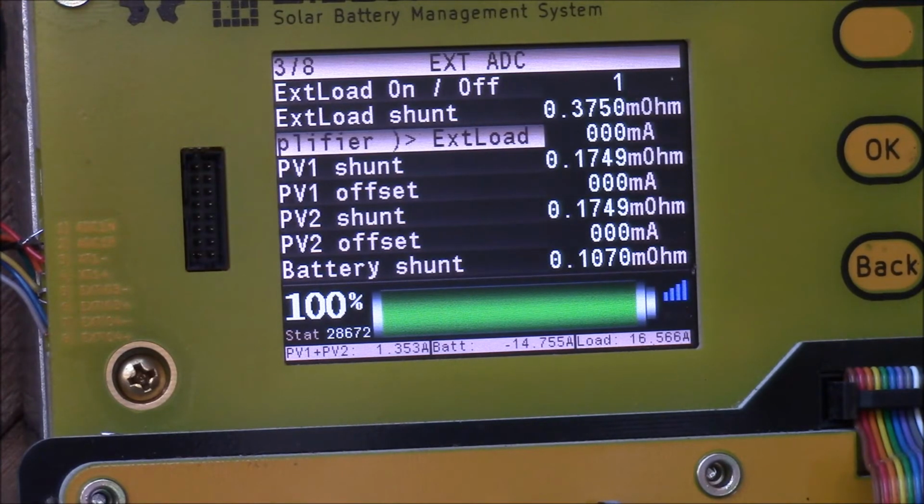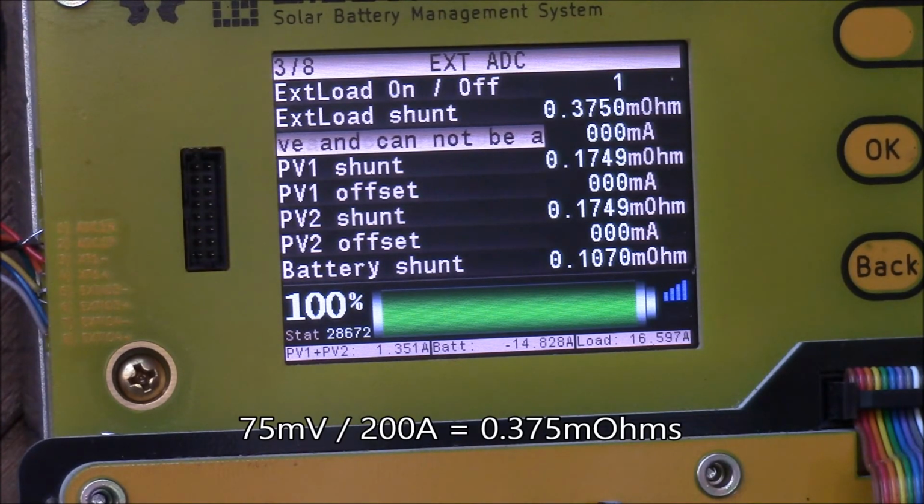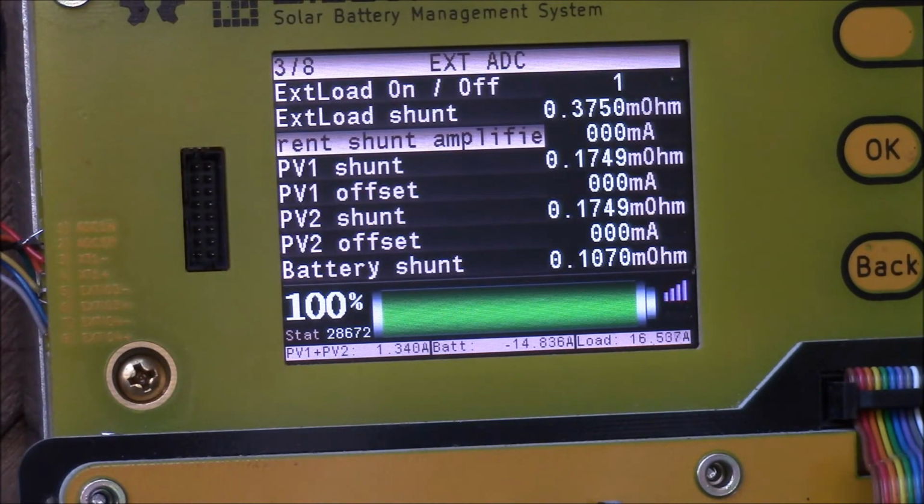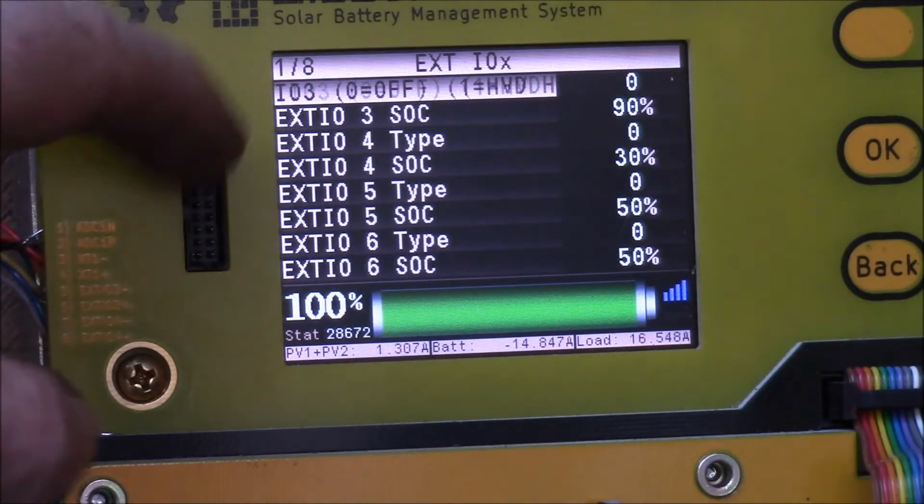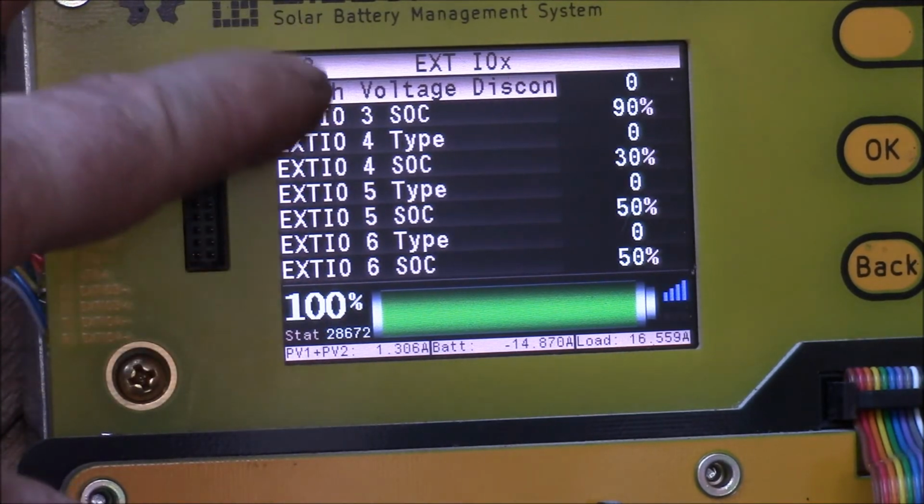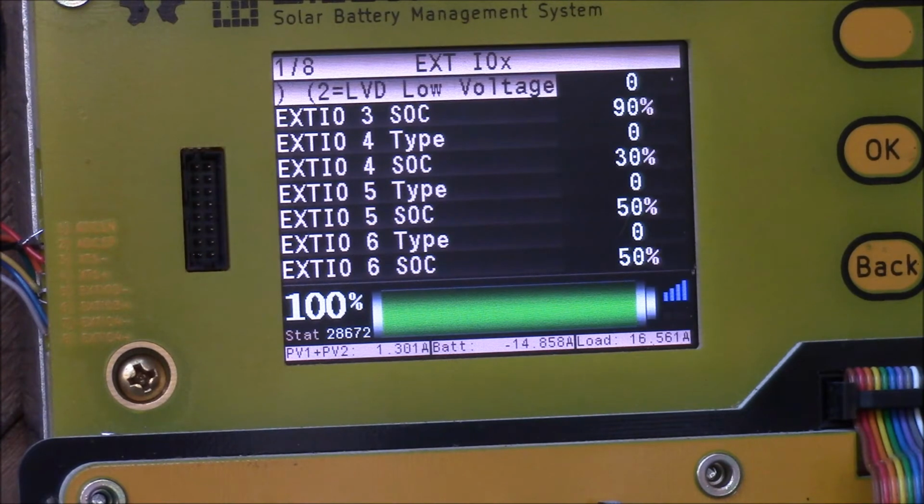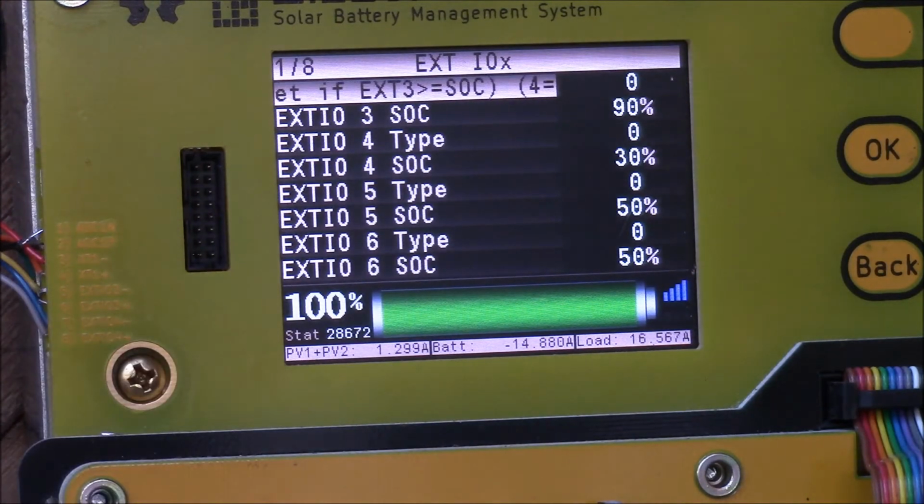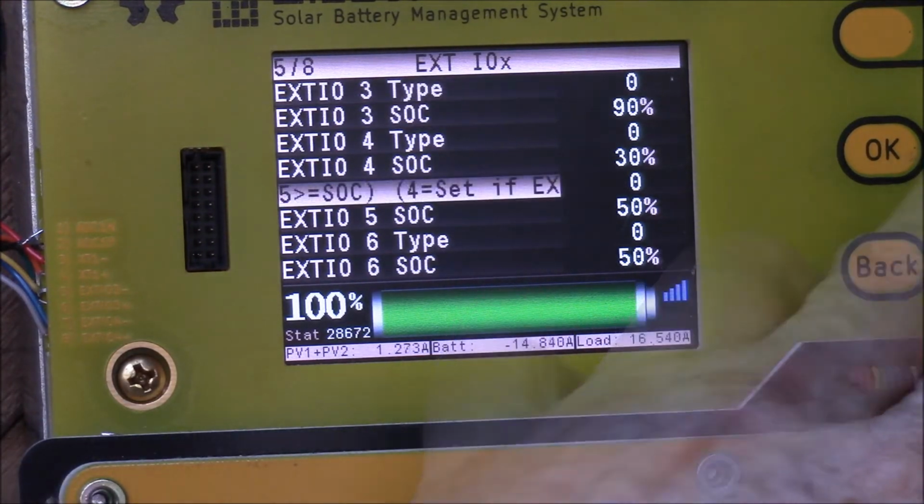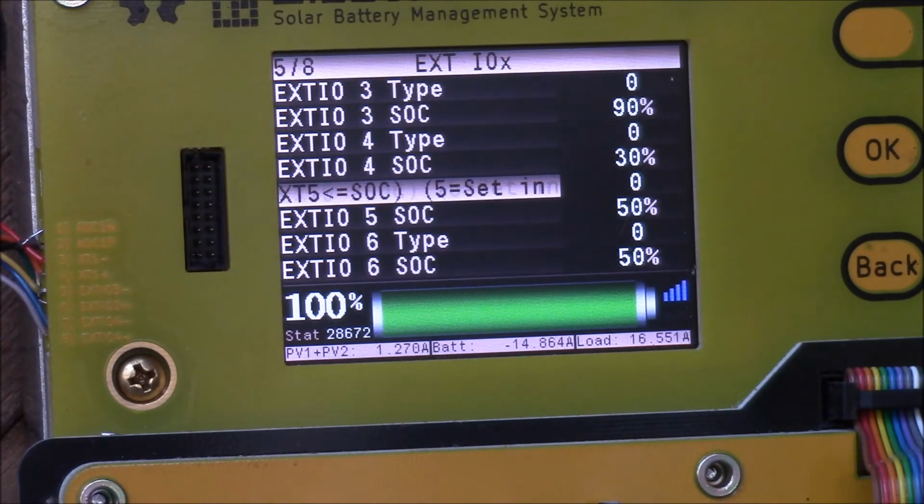that shunt would represent. So if you take the volts over the amps, 0.075 volts divided by 200, and you end up with 0.375 milliohms, and then you've got your external I.O. So, yeah, I guess you can set these external I.O.s up to turn on and off at various conditions. So you can have it at a certain state of charge. I haven't played with any of these here. So someday I might get into that. Right now I'm just getting it working with the batteries and the solar panels that I have, and I figure I'll work on the other stuff later.